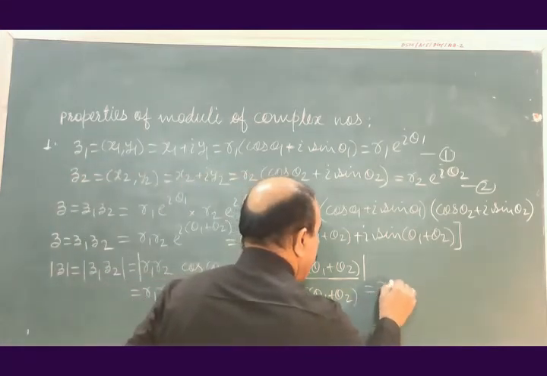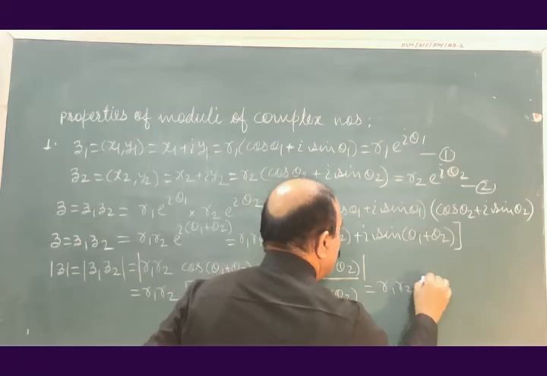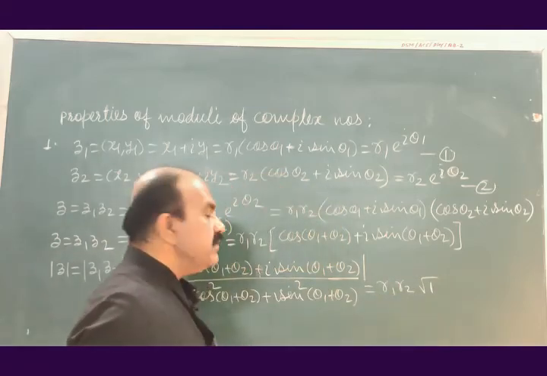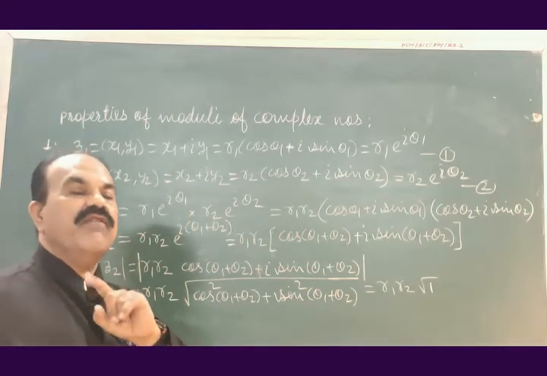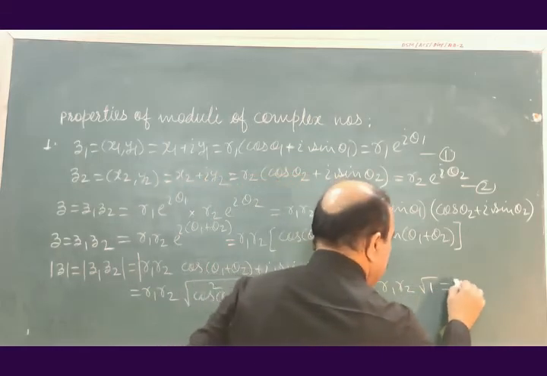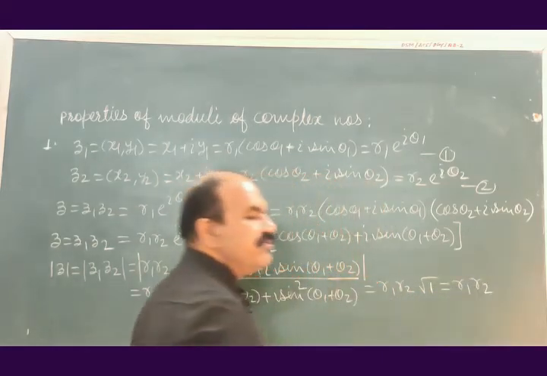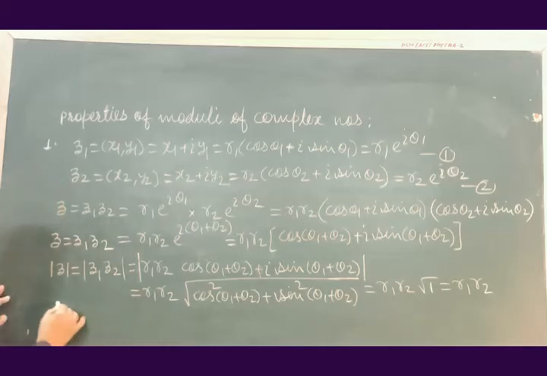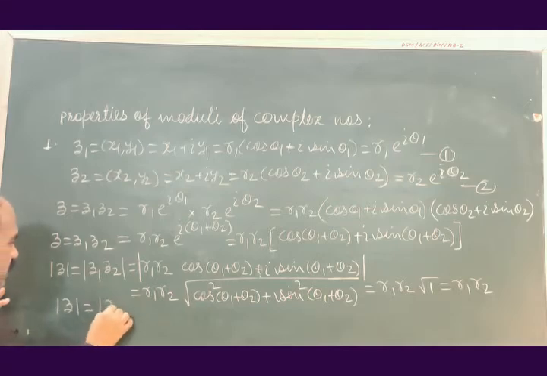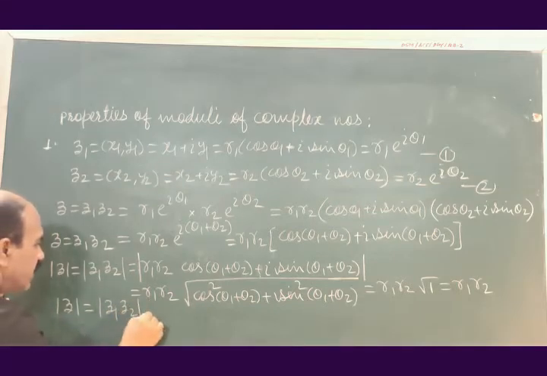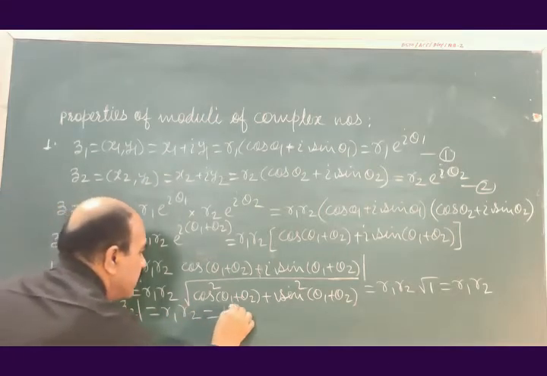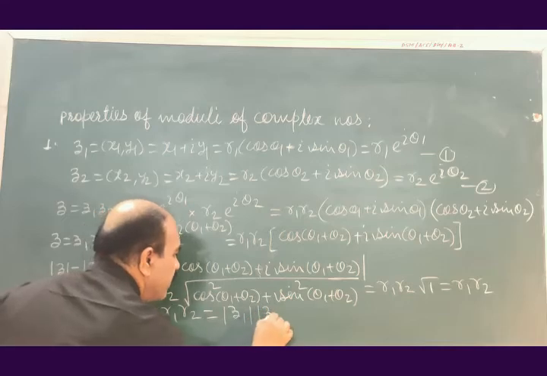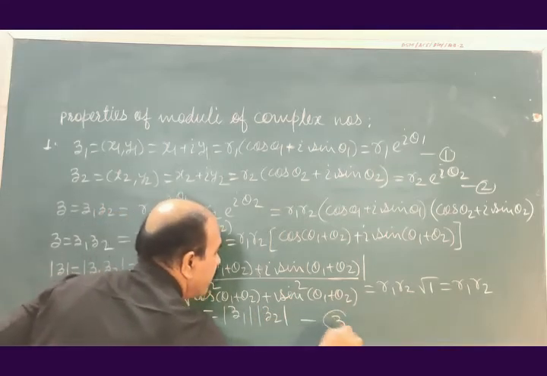This is R1 into R2 into square root of 1, because cos square theta 1 plus theta 2 plus sin square theta 1 plus theta 2 is 1. This is nothing but R1 into R2, or finally what I can write is modulus of Z is equal to modulus of Z1 into Z2 is equal to R1 into R2 is equal to modulus of Z1 into modulus of Z2, equation number 3.